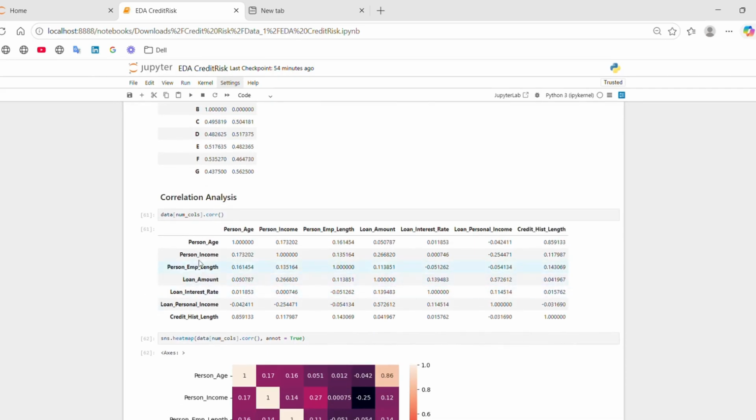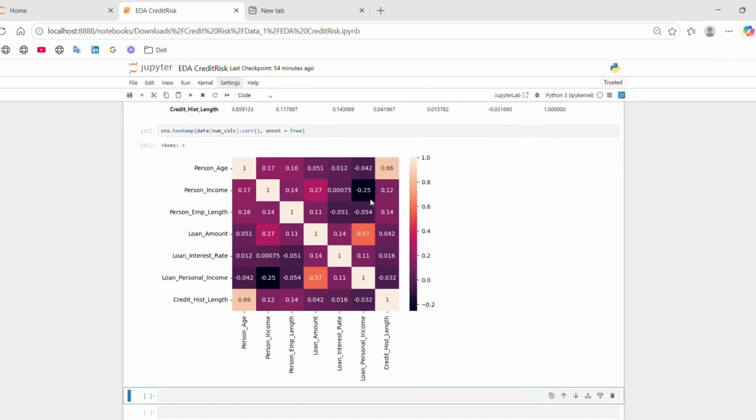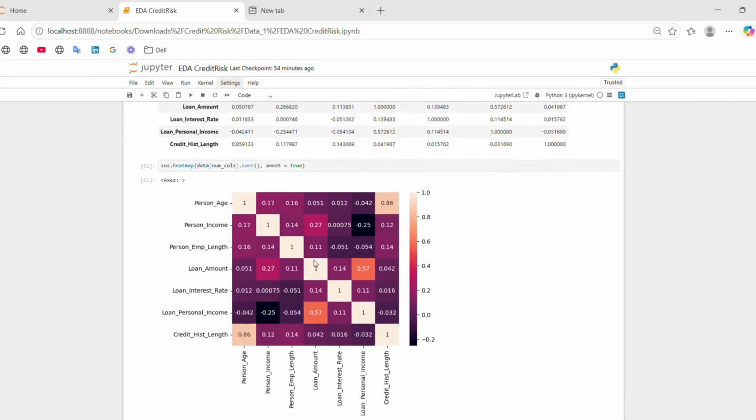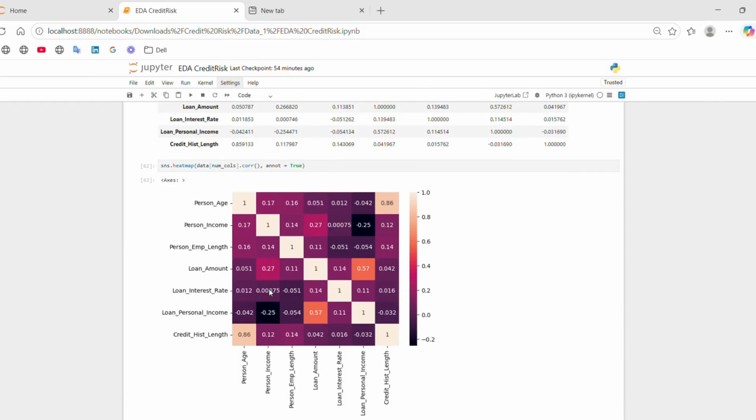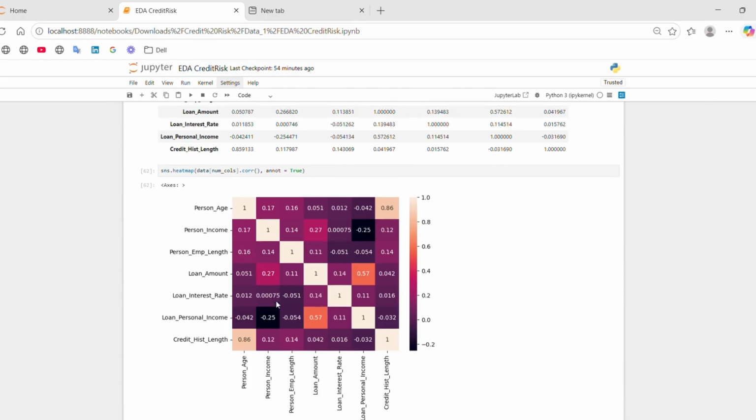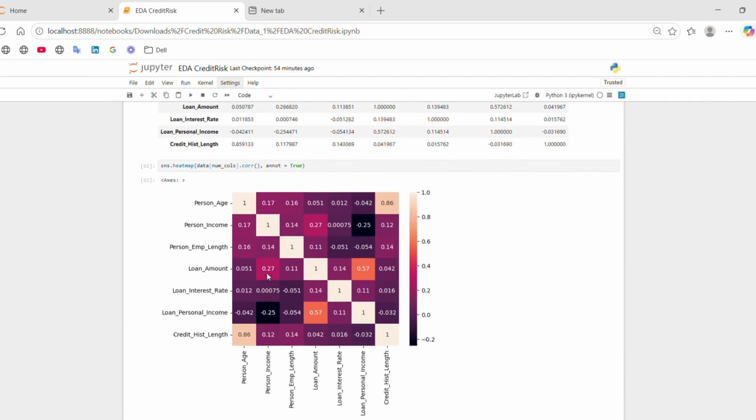All right, and whatever insights we have discussed with respect to person age, credit history length, loan amount and so on can be visualized from this as well. So I request you to pause this video and try to make inferences similar to the above from this heat map as well. Which variables are causing multicollinearity, and which variables have weak correlation, you need to figure it out from the heat map as well.